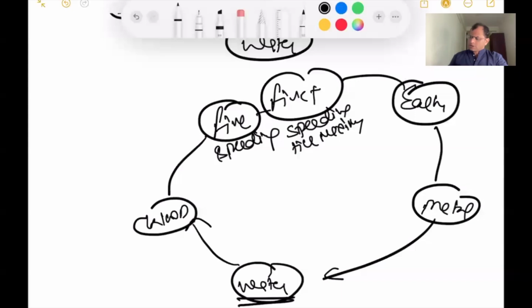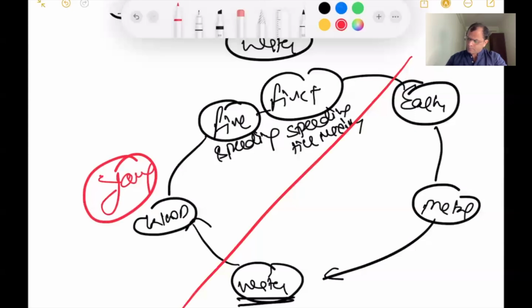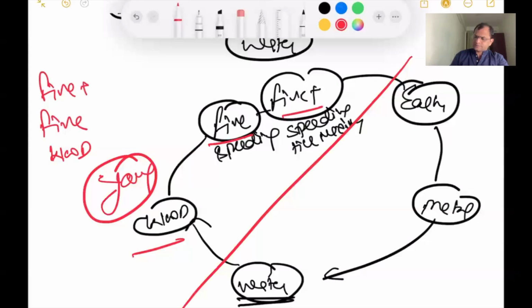Okay. So here we can see this is the yang: wood, fire, and fire plus. This is the yang. Wood, fire, and fire plus. We can consider here this is the yang. Okay. Fine. On the other side, if we see this is the earth, metal, and water, this is the yin. Okay, so this is for understanding purpose.